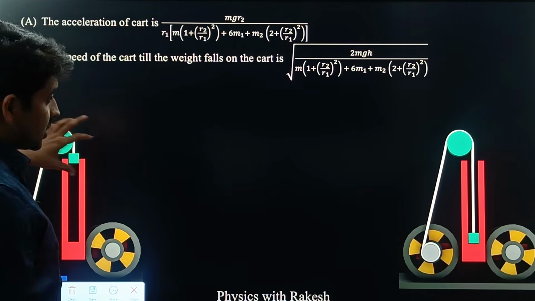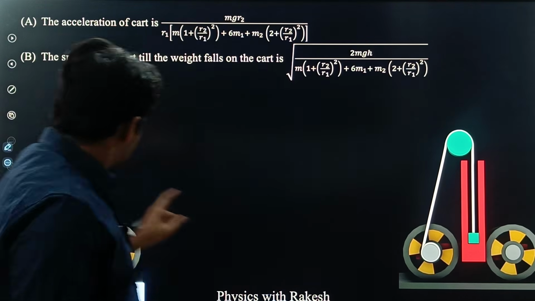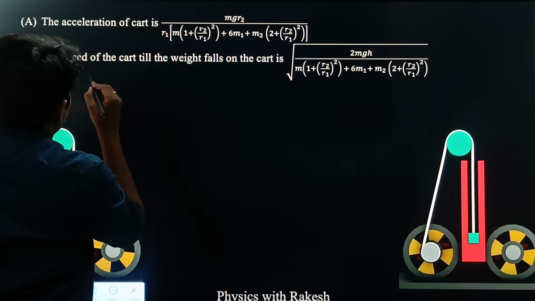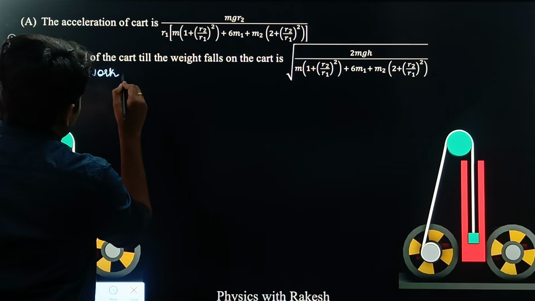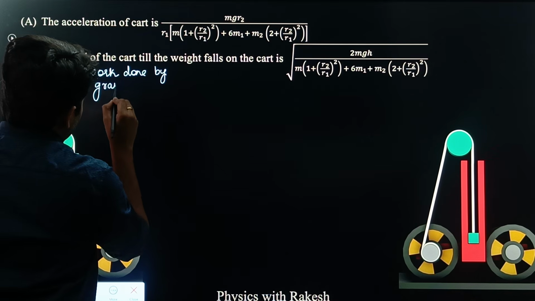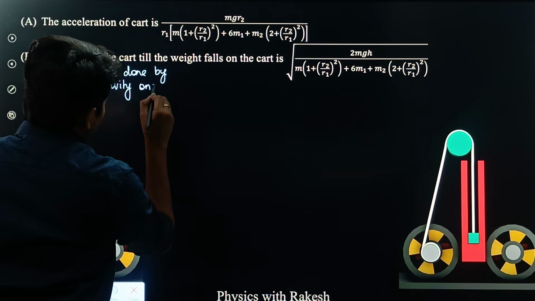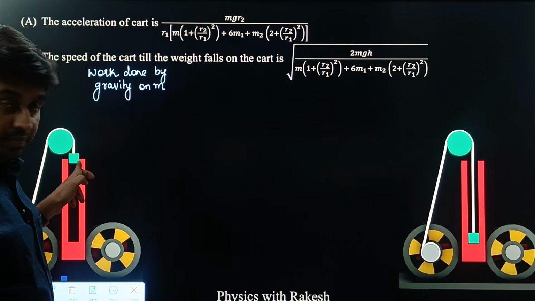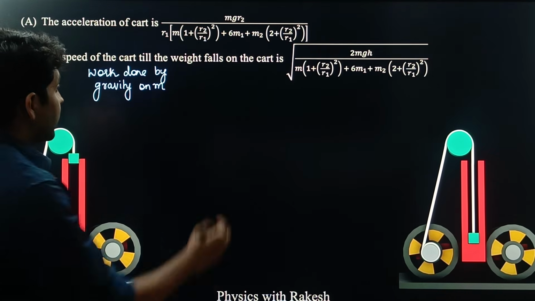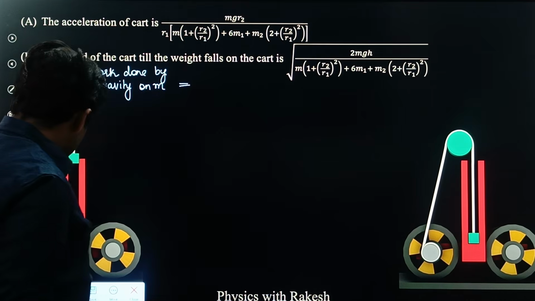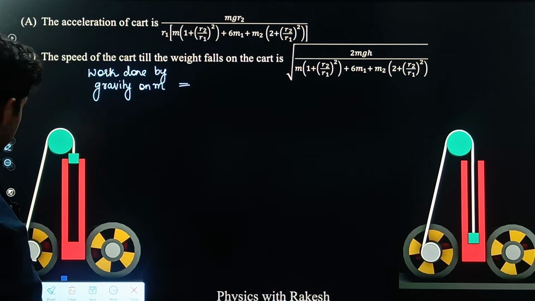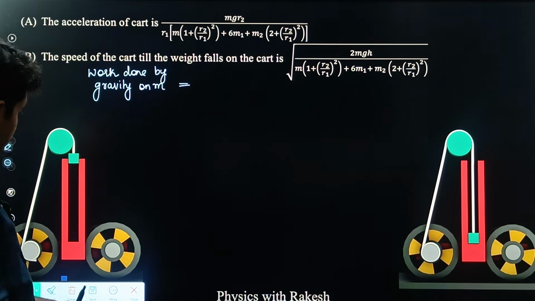What is happening? Tell me. This is initially and this is finally. Work is done by gravitation here. So I'll just write here work done by gravity on this mass m. This is m1 r1 and m2 r2. Work done by gravity on m is equal to what is happening?